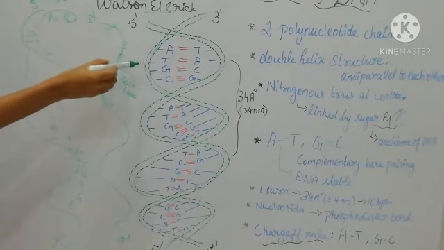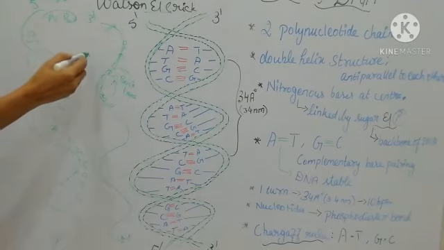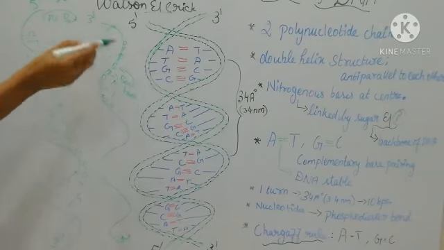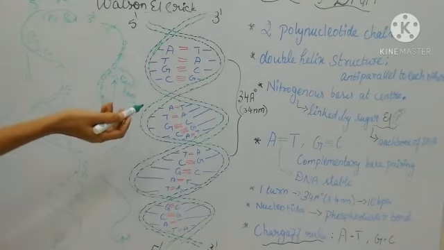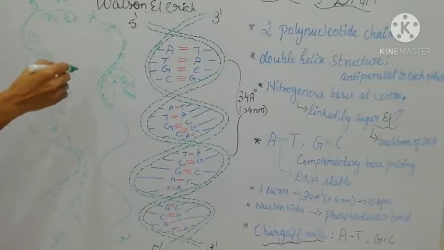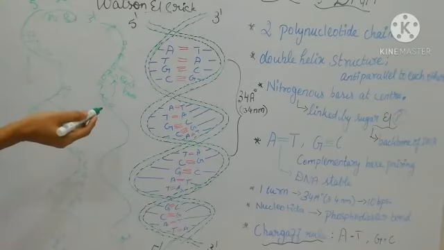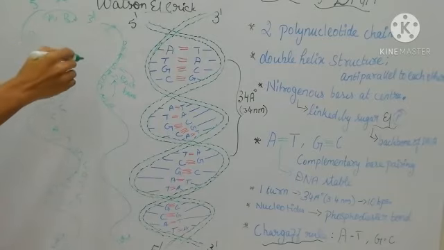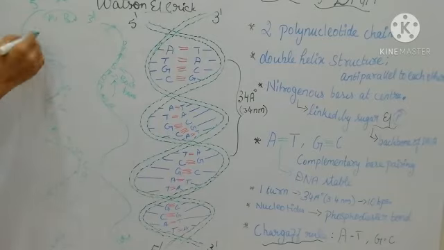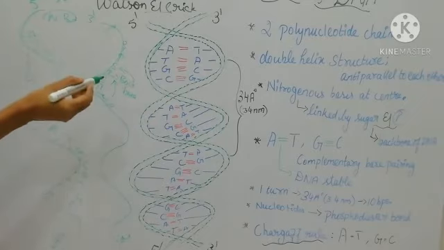That is, the purines will always pair with the pyrimidines, and the pyrimidines will always pair with the purines. The purines will not pair with purines, and the pyrimidines will not pair with pyrimidines. Always the purines will pair with the pyrimidine. So adenine is the purine. It will pair with thymine.